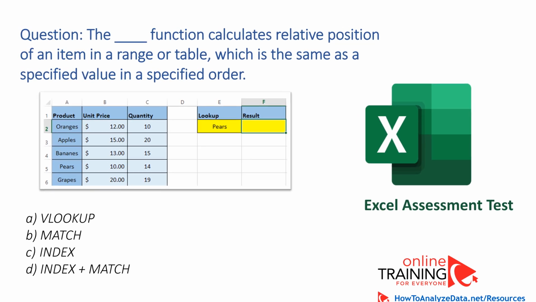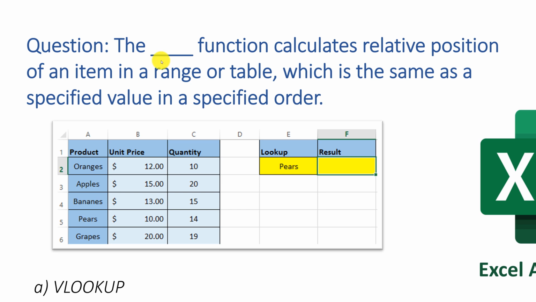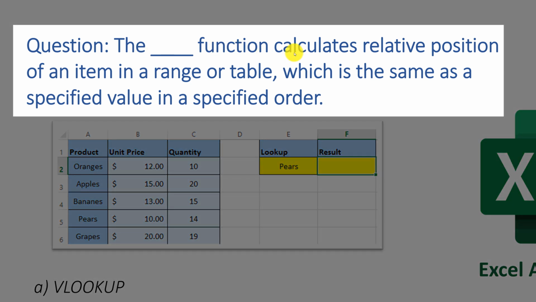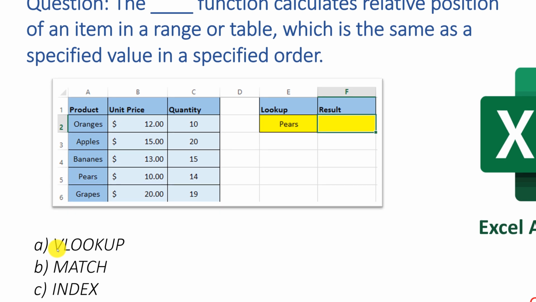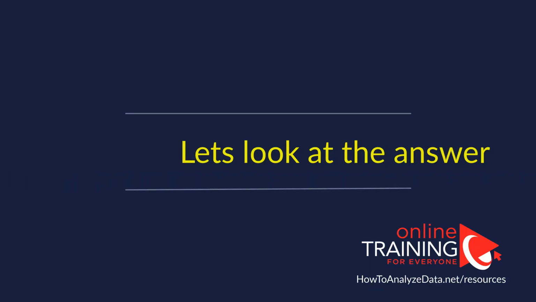Let's look at the question where you will be tested on your knowledge of VLOOKUP, INDEX, and MATCH functions. For example, the choice you need to make calculates the relative position of an item in the range or a table, which is the same as the specified value in the specified order. And you have 4 choices: VLOOKUP, MATCH, INDEX, and INDEX plus MATCH. Which one would you choose?